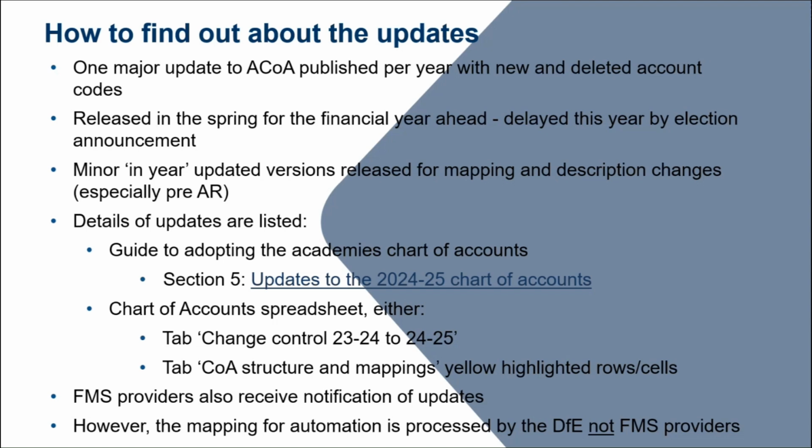Within the year, we also have minor updates, but these are just in relation to mapping and description changes, especially pre-account returns. For details of these updates, you can go to the guides to adopting the chart of accounts, and you'll find this under section 5, updates to the 2024-25 chart of accounts, and also the chart of accounts spreadsheet, under the tab on the change control 2024 to 24-25, and also the tab of the chart of account structure mapping. I will usually highlight these with yellow rows and cells for easy identification.